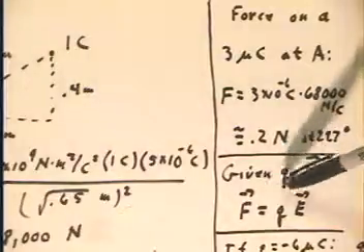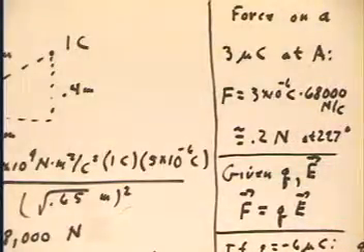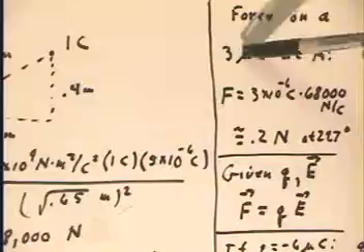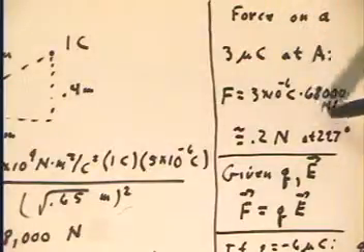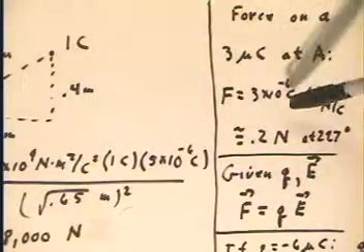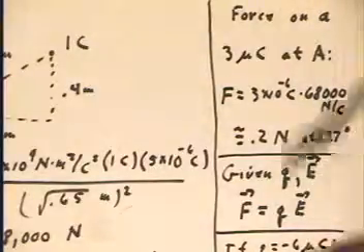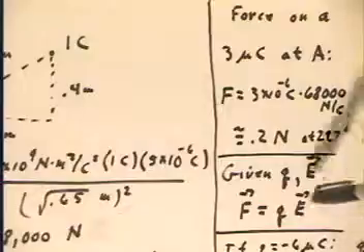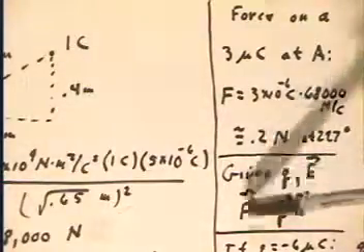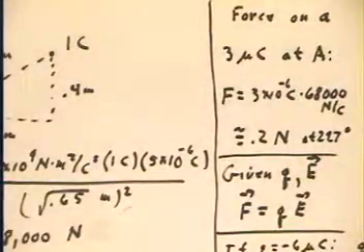Now if we're given the charge Q and the electric field E, what do we do? Same thing we did here. We had a charge Q and an electric field, 68,000 newtons per coulomb. We multiply the coulombs, the charge, by the newtons per coulomb, the field, in order to get the force. And if we have the vector form of the electric field, we're going to get the vector form of the force.